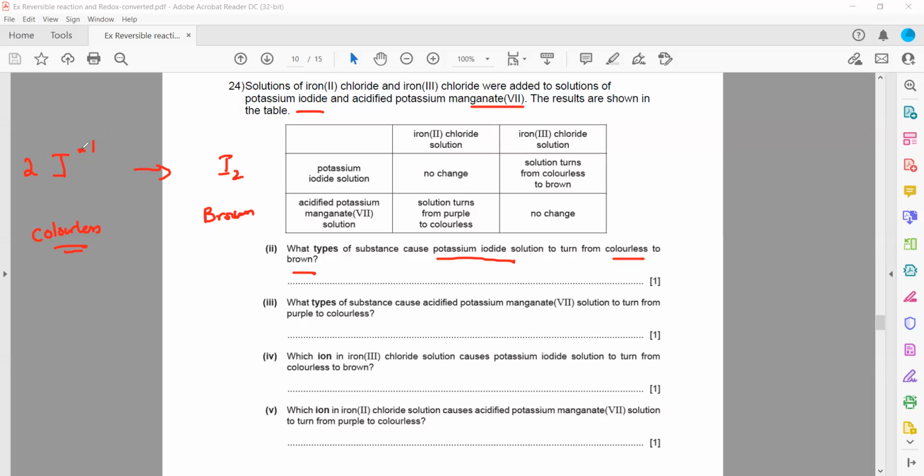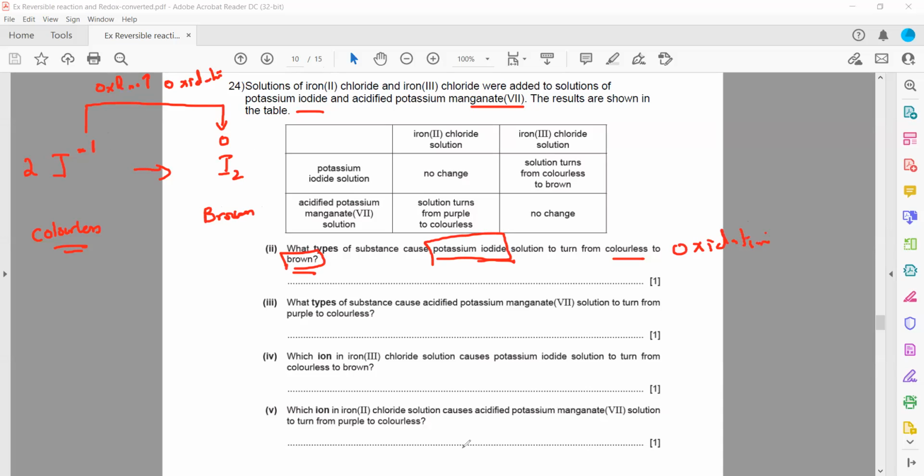So what is this change? Iodine is -1, it turned to 0. If -1 turned to 0, oxidation number increases. If oxidation number increases, what do we call this change? We call this change oxidation. So for iodine, like this change when potassium iodide changes into a brown substance, basically we want to do oxidation.